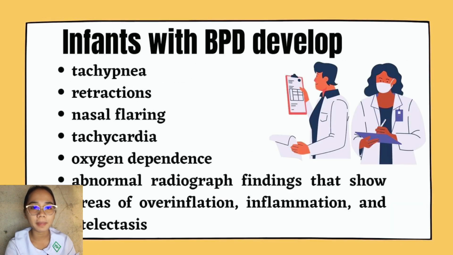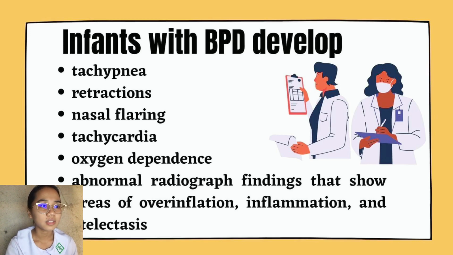So infants with BPD develop tachypnea. When we say tachypnea, it is abnormally shallow breathing. Retractions happen when your child's chest will appear to sink in just below the neck or under her breastbone with each breath. This is another way of trying to bring more air into her lungs. Nasal flaring occurs when the nostrils widen while breathing, so it is often a sign of trouble breathing.